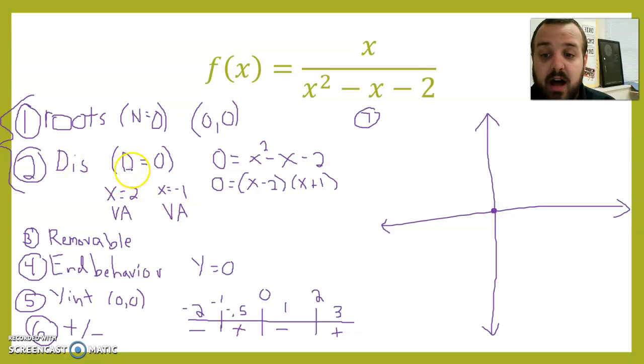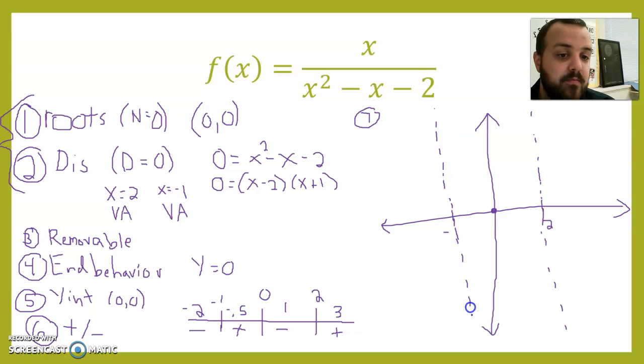I'll plot my vertical asymptotes. I have one at 2 and one at -1. So I'll go to 2. I'll go to -1. To show a vertical asymptote, I'm just going to draw a dashed line at those points to show the vertical asymptote. Okay? I don't have to worry about removables because I don't have any.